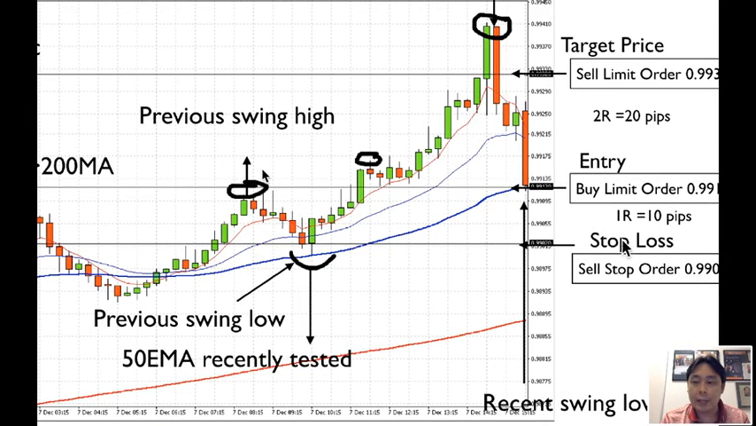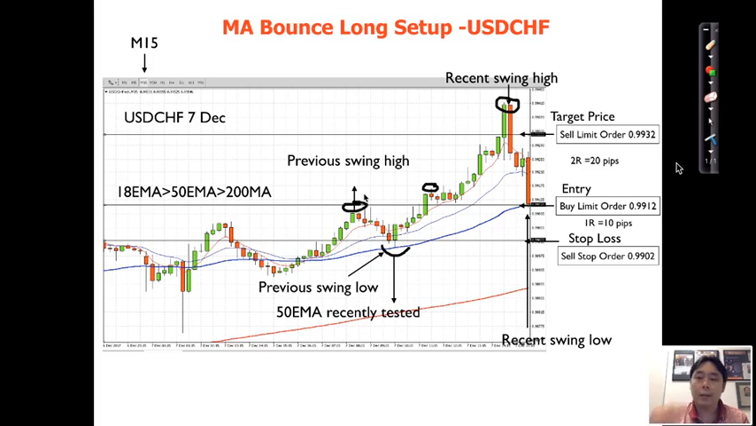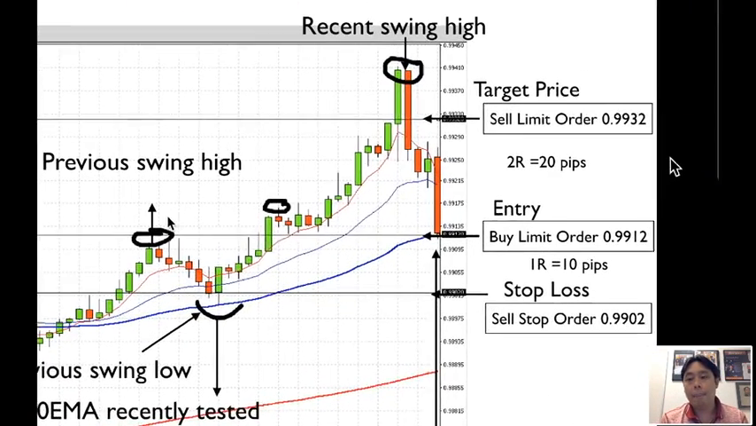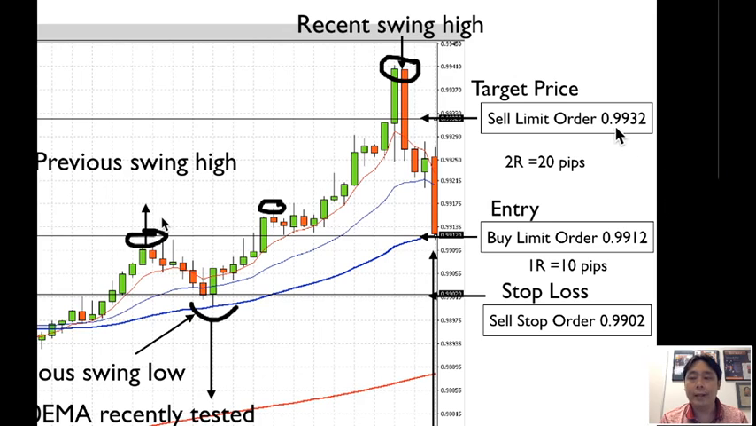So again, in this case, I use a 10 pip stop loss. Profit target would be double my risk. So 1 hour is 10 pips, 2 hour would be 20 pips. So my profit target is 20 pips above my entry price, which would be 9912 plus 20 is 9932. So that's my profit target over there. My entry is over there. My stop loss is over there.